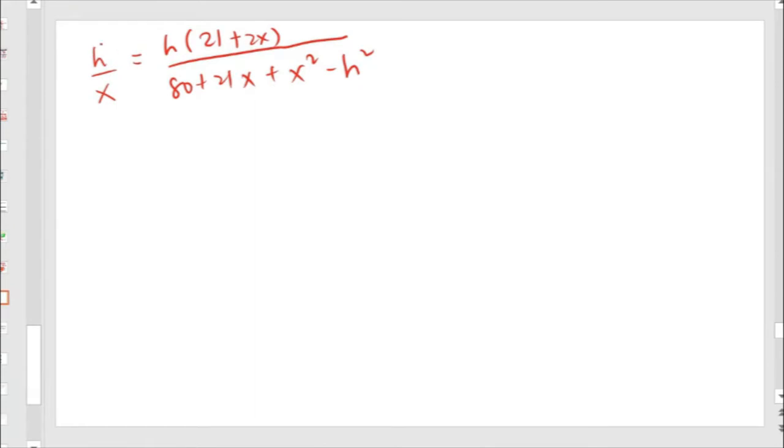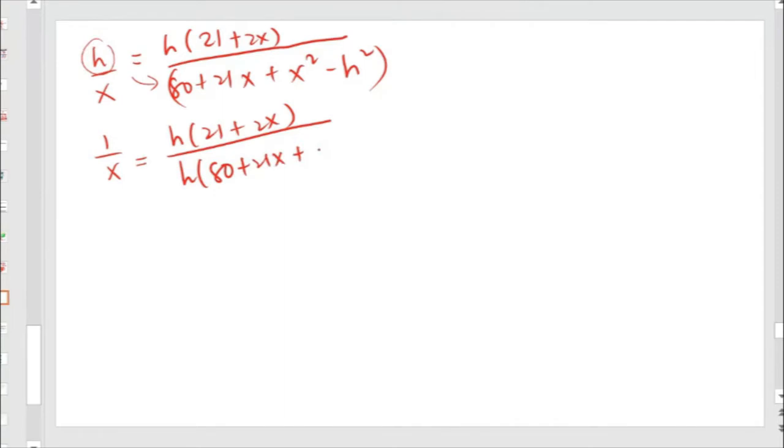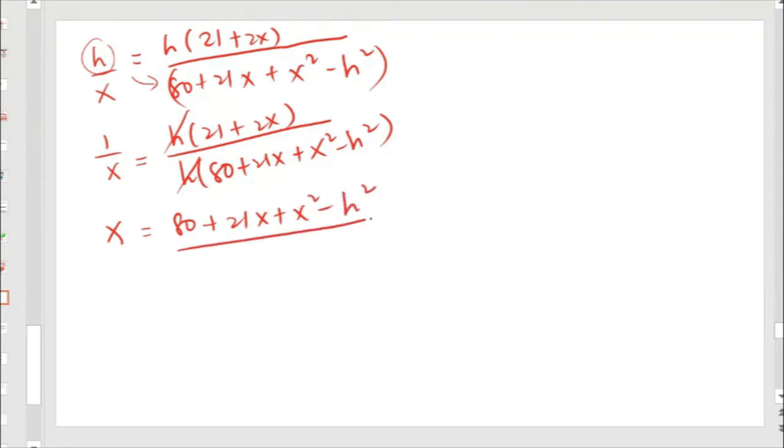So now move this to another side. It becomes divide. Why do I want to do so? Because I want to simplify the h. So now I get 1 over x equal to h 21 plus 2x. And the part h moves here, h at t plus 21s plus x squared minus h squared. Okay, this one simplifies to become 1. So 1 over x, I want x only, huh? X equal to, you also flip, x over 1. So this one also flip: 20 plus 21s plus x squared minus h squared over 21 plus 2x.